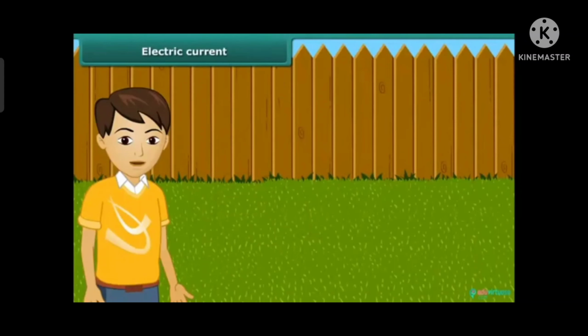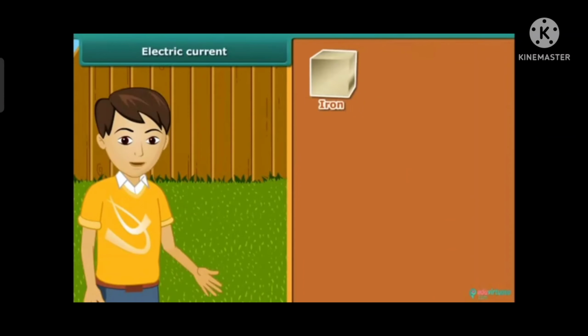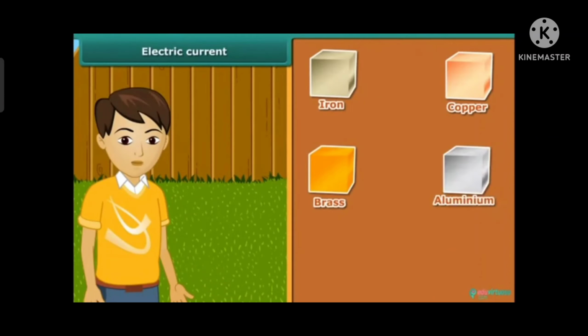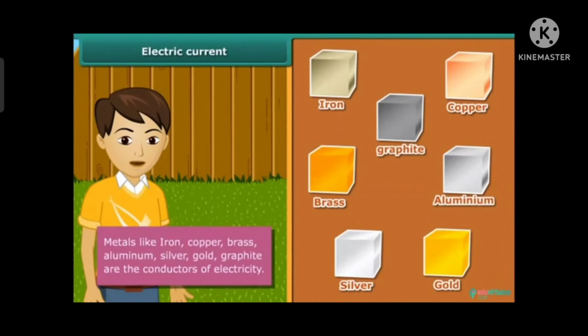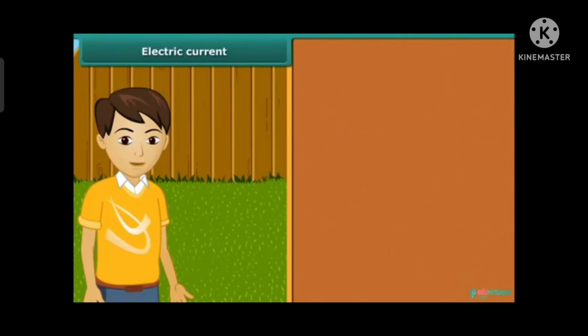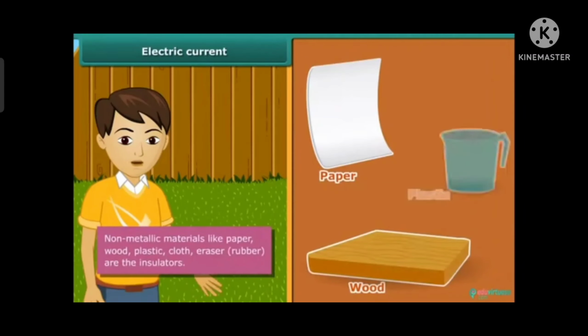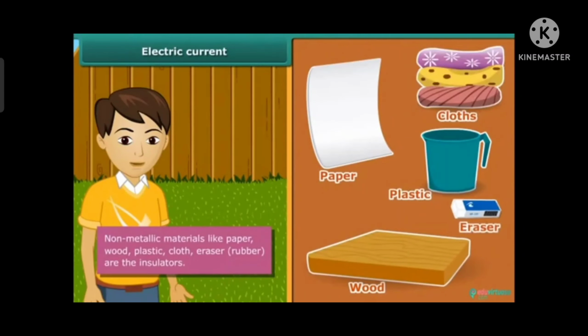Some materials allow electric current to pass through them. Others do not. The materials that allow electric current to pass through them are called conductors. Iron, copper, brass, aluminium, silver, gold, graphite, etc. are the conductors of electricity. The materials through which electric current doesn't flow are called insulators. Insulators are also known as non-conductors of electricity. Paper, wood, plastic, cloth, eraser, rubber are the insulators.